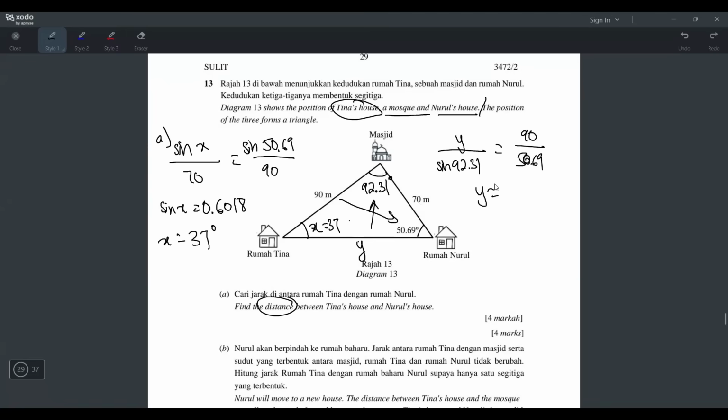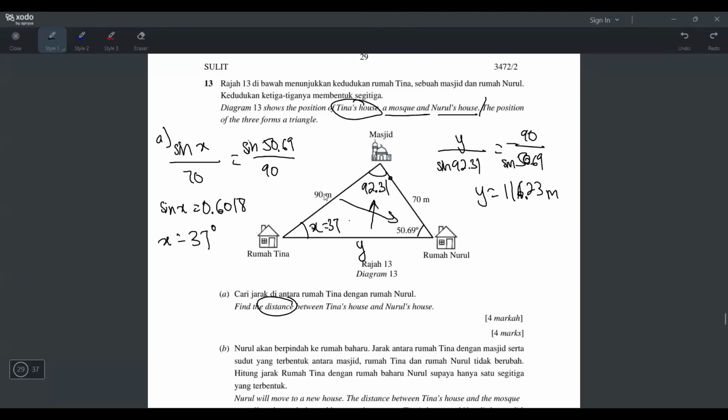Okay, now I can find my y. Just press everything. Oh, I forgot to write sine here. Sorry. Okay, so just tekan 90 divide sine 50.69, darab dengan sine 92.31. Okay, my calculator gives me 116.225, so 116.23 lah, if I write in two decimal places. Okay, don't forget this is distance and it will be in meters because everything is in meters, right? So this will come out in meters also.